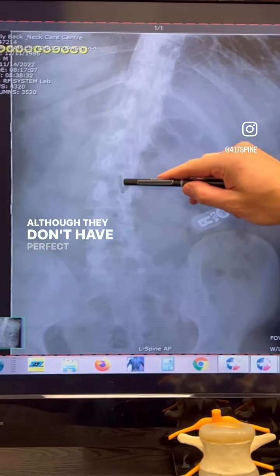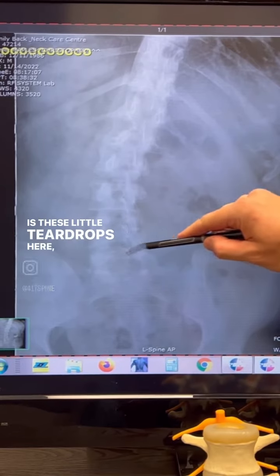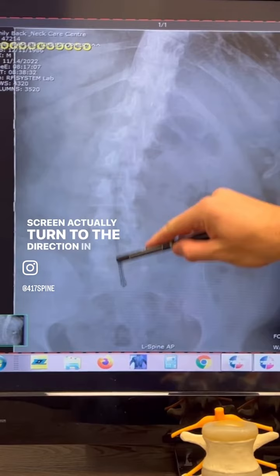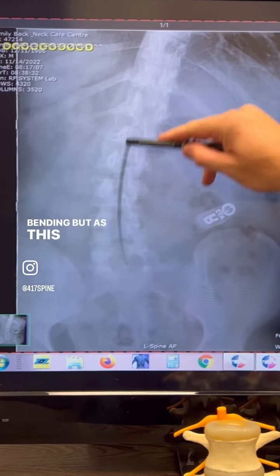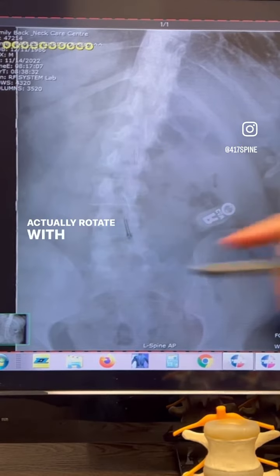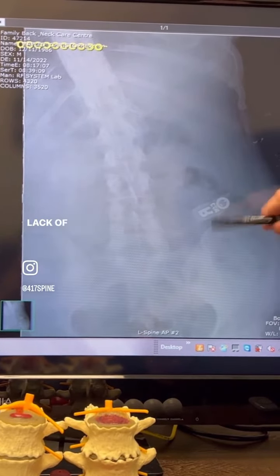Although they don't have perfect range of motion, what we see is these little teardrops here that are difficult to see on screen actually turn to the direction in which they're bending. But as this patient rotates and bends, the joints actually rotate with the curvature. This is an example of what we call a lack of coupled motion.